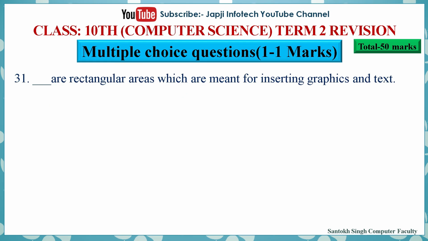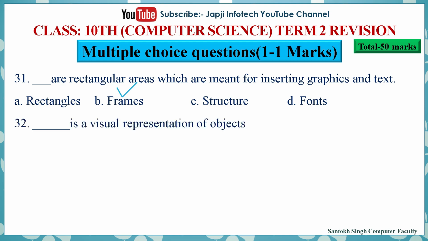And 31st one is dash are rectangular areas which are meant for inserting graphics and text, and their options are rectangles, frame, structure, and fonts. And the right answer is frames are rectangular areas which are meant for inserting graphics and text. And 32nd one is dash is a visual representation of object, and the options are chart, graphics, frames, and the last one is font. And the right answer is graphics is a visual representation of object.